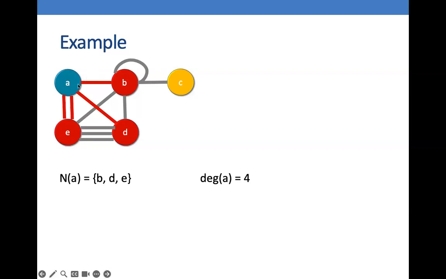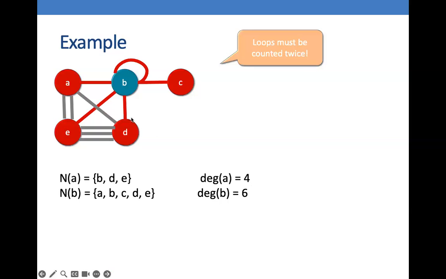The neighbors of vertex A are B, D, and then E. And what is the degree of A? We simply have to count: 1, 2, 3, and then 4. So the degree of A is equal to 4. And the degree of vertex B, on the other hand, is 6.